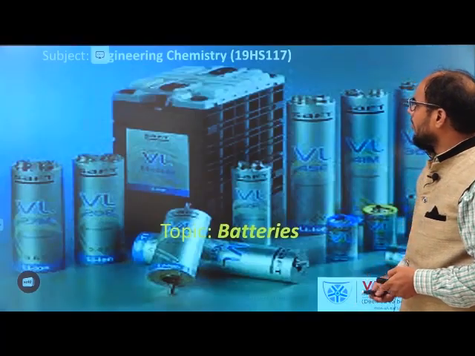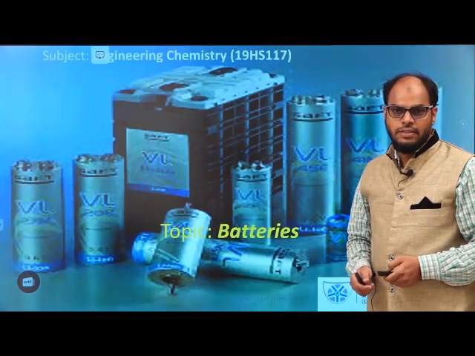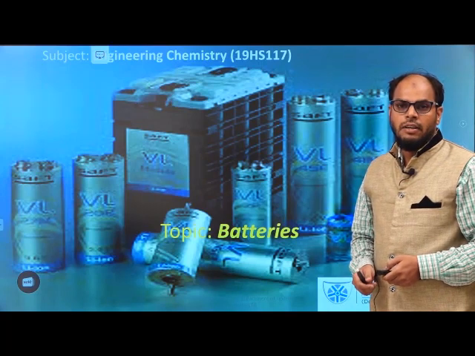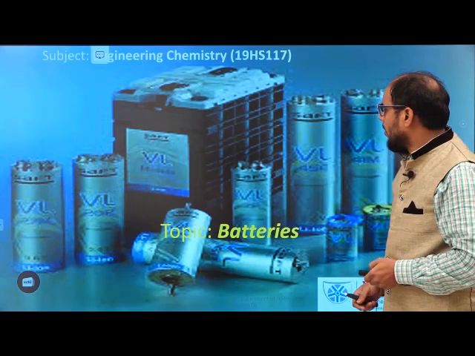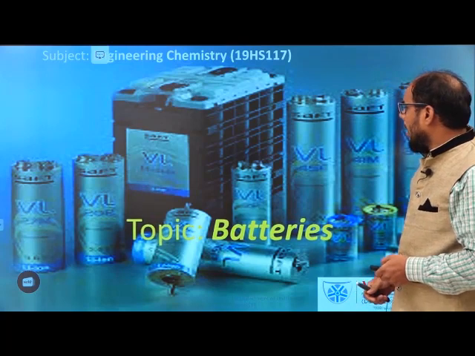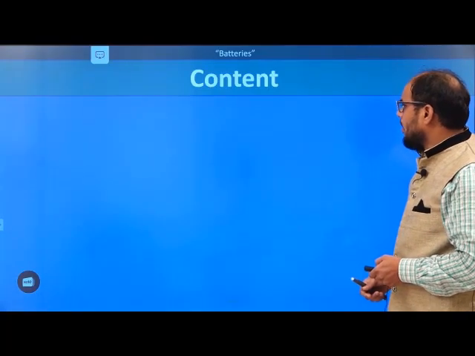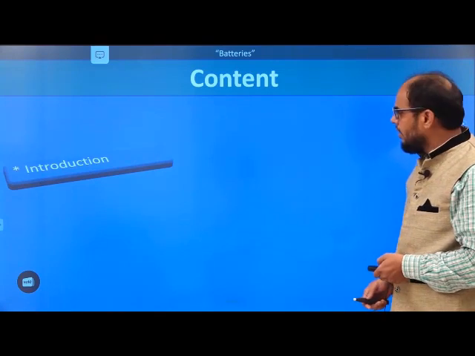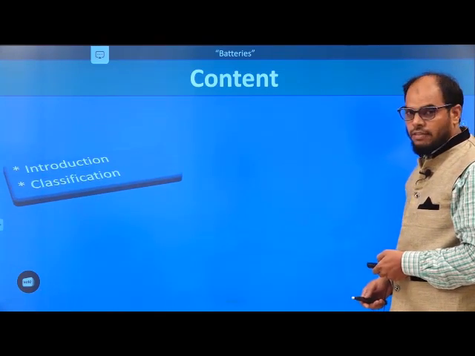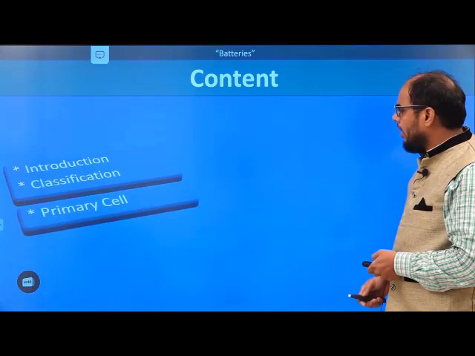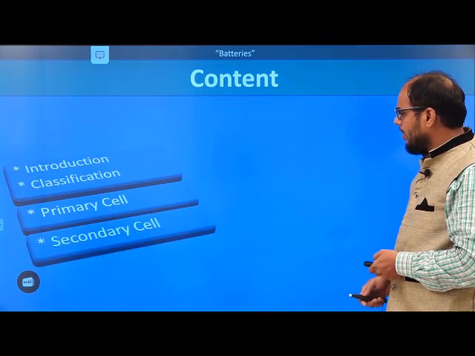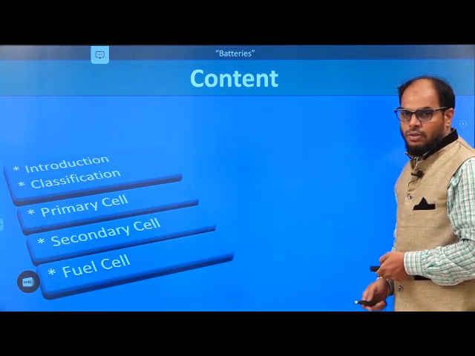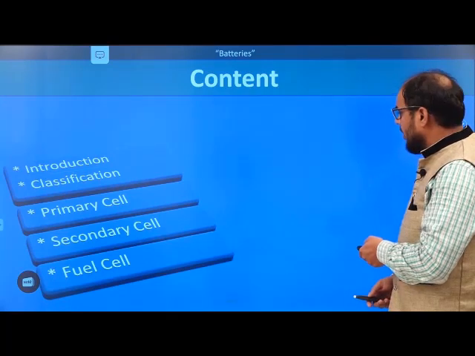So, in this session, we'll be talking about the topic batteries. We all know that without batteries, it is very difficult for our day-to-day life. So, in this topic, I am going to cover different aspects. Following are the contents: the introduction of the batteries, then the classification of the batteries, followed by the primary cell, the secondary cell, and finally the fuel cell. These are the contents which I will be dealing with in this topic.